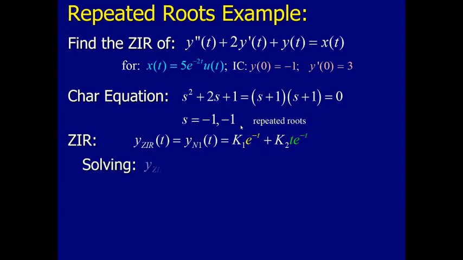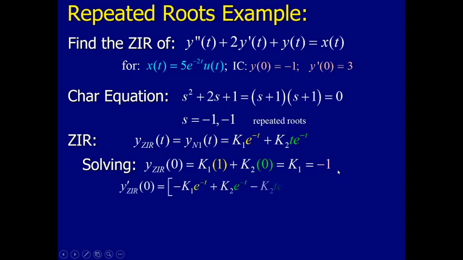So to find the unknown coefficients, we would find the zero input response at time t equals 0. So this is k1 e to the 0 plus k2 times 0 e to the 0. So we get k1 times 1 plus k2 times 0. Leaves us just k1 equals our initial condition value for y of 0 equals minus 1. So we get a value for k1 right off the bat.